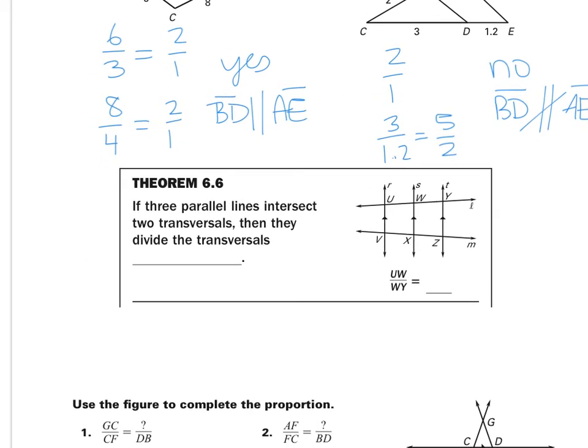We can use this same kind of proportionality relationship with just parallel lines. So if I have 3 parallel lines and they're cut by 2 transversals, then those transversals are divided proportionally. So UW over WY will equal VX over XZ.